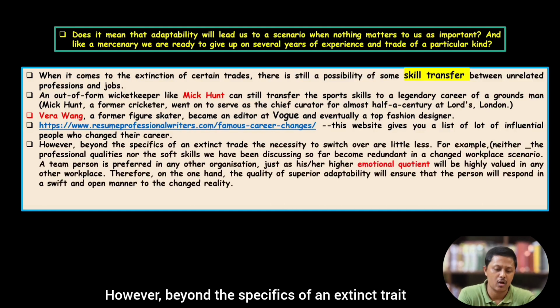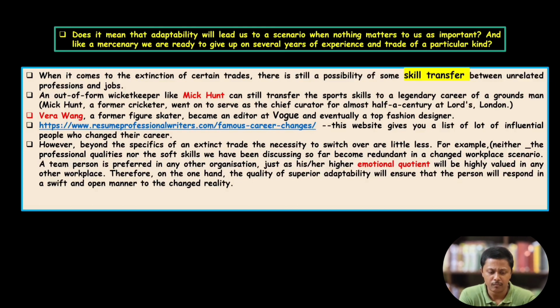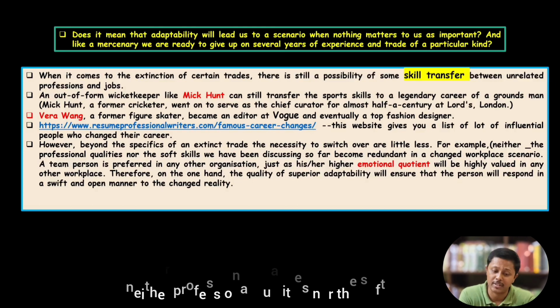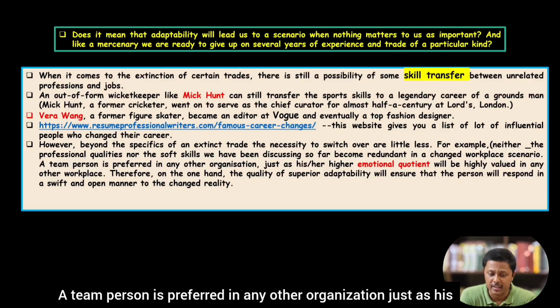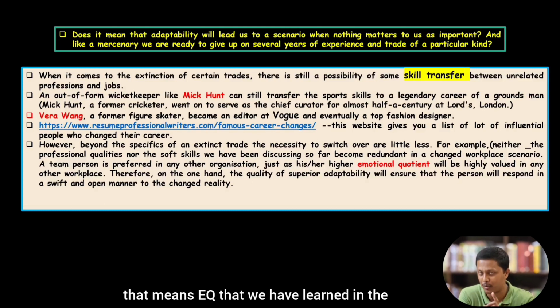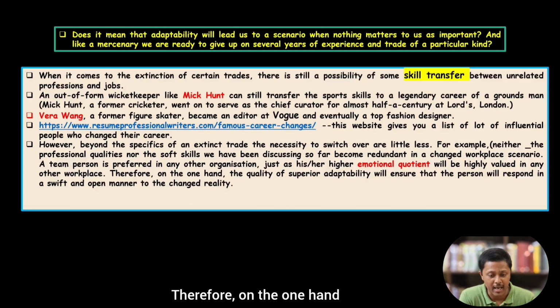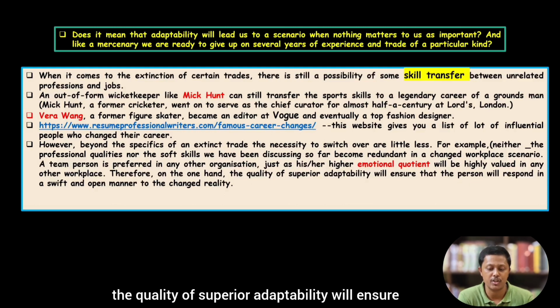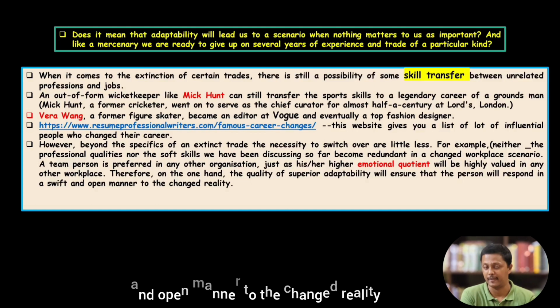However, beyond the specifics of an extinct trade, the necessity to switch over is a little less. For example, neither professional qualities nor the soft skills we have been discussing so far become redundant in a changed workplace scenario. A team person is preferred in any other organization, just as his or her higher emotional quotient, that means EQ, that we have learned in the previous video, emotional intelligence, will be highly valued in any other workplace. Therefore, on the one hand, the quality of superior adaptability will ensure that the person will respond in a swift and open manner to the changed reality.